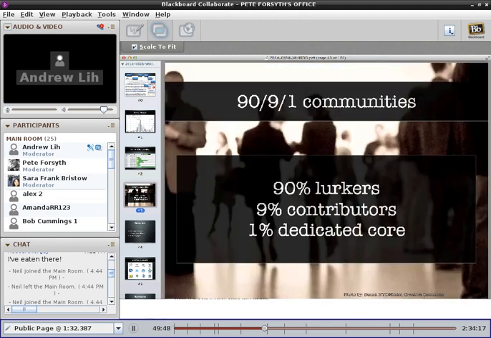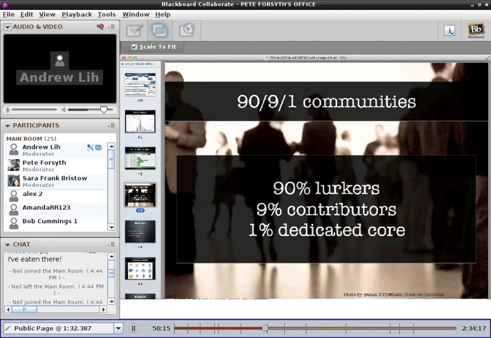So this is probably not a surprise to you that if you look at online communities, it's generally what we call a 90-9-1 community on Wikipedia. 90% of the people who are on Wikipedia are lurkers, meaning they just read. They are not participating in anything. And then you have 9% of the people who visit Wikipedia contribute a little bit here and there. But then really the 1% of Wikipedians are the dedicated core editors of Wikipedia.